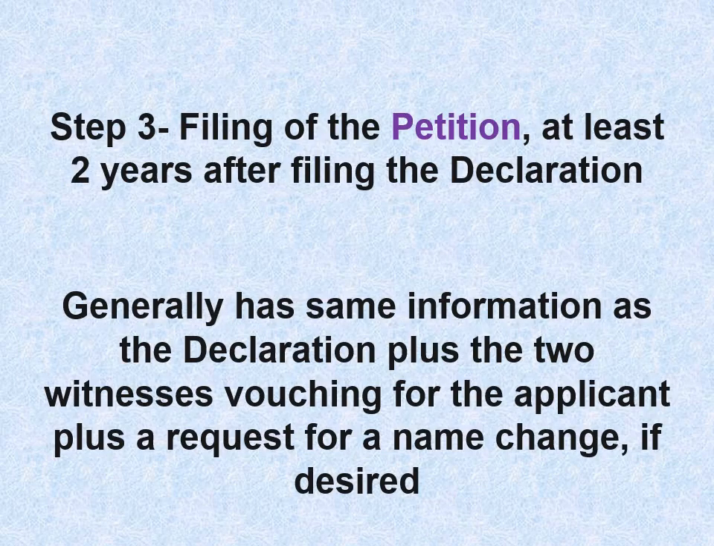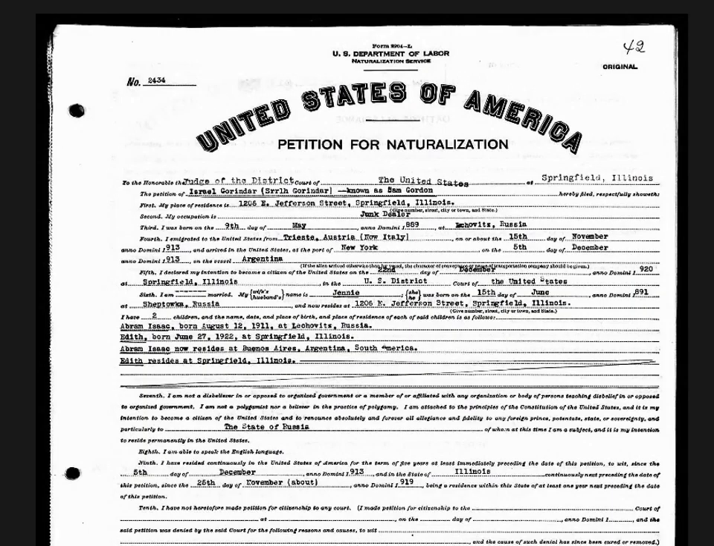So step 3 is the filing of the petition after you get the certificate of arrival, and it's at least 2 years after filing the declaration. Generally, it has the same information as the declaration, plus the 2 witnesses you will need vouching for the applicant, plus a request for a name change if you wanted to do that. And here's what the petition looks like.